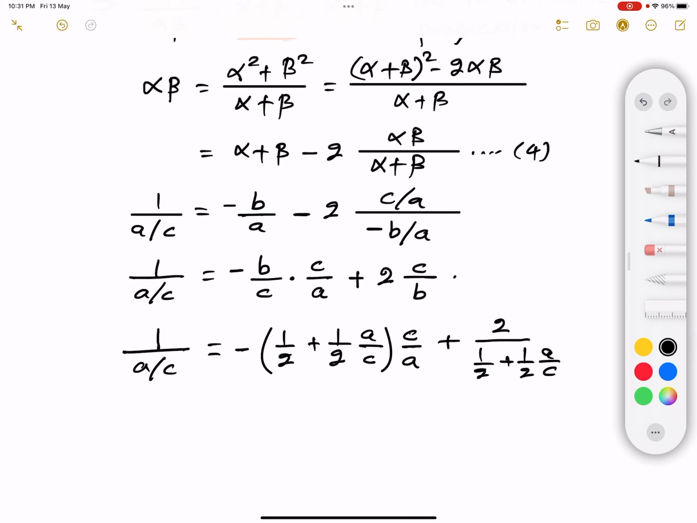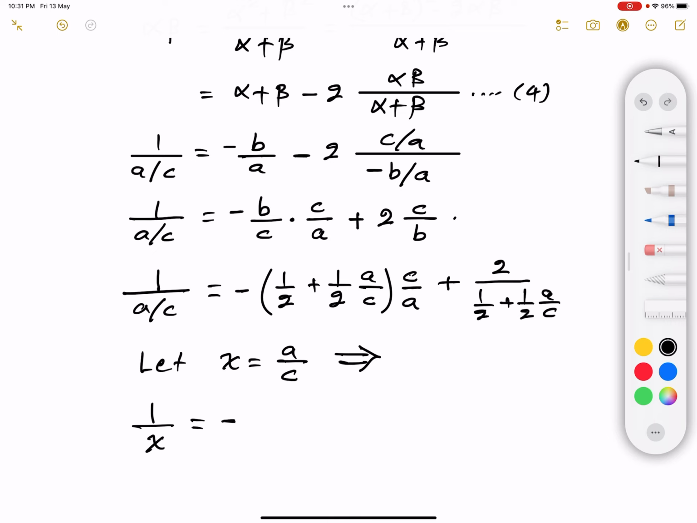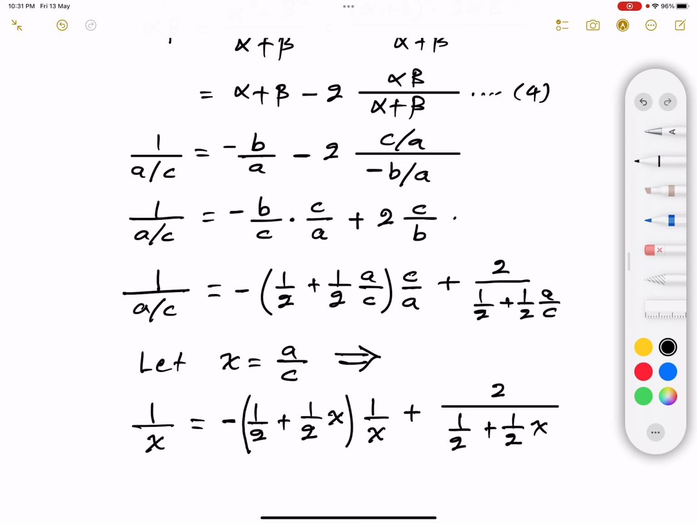Okay, so we can go ahead and let x equals A over C. So with that, that would simplify things a lot. Okay, so 1 over AC can be rewritten as 1 over x, and that's going to give us minus, between two parentheses, minus half plus half. Now A over C is basically x, okay, and C over A is 1 over x, which is the reciprocal of that, plus twice half plus half, and A over C is nothing but x, okay?